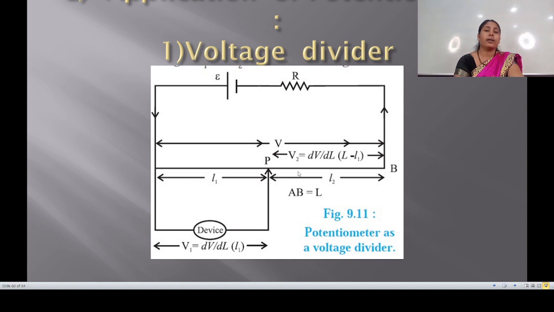Then point A and B. Here are points A and B. In between points A and B, point P lies. So AP is equal to L1, PB is equal to L2.